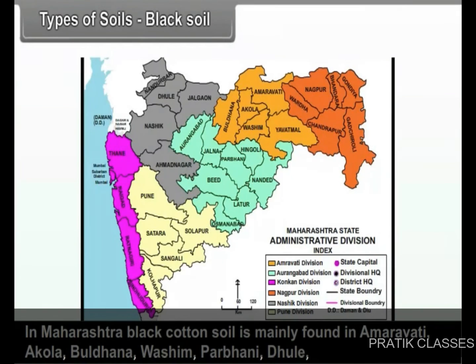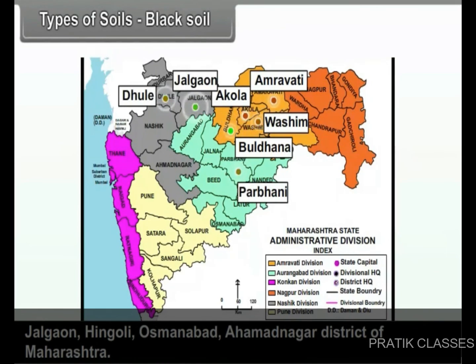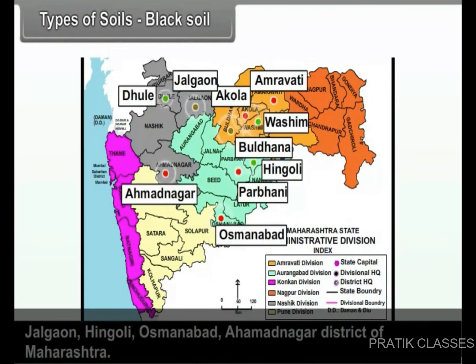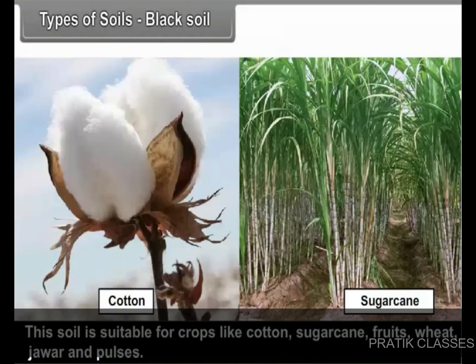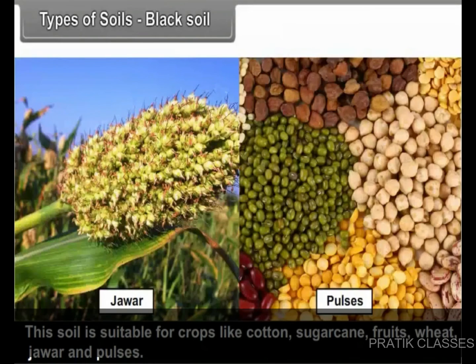In Maharashtra, black cotton soil is mainly found in Amravati, Akola, Buldhana, Washim, Parbhani, Dhule, Jalgaon, Hingoli, Osmanabad, and Ahmednagar districts of Maharashtra. This soil is suitable for crops like cotton, sugarcane, fruits, wheat, jowar, and pulses.